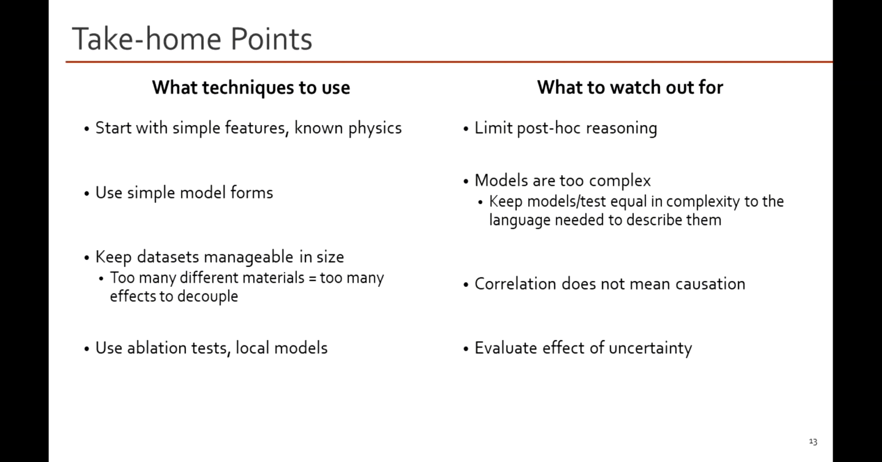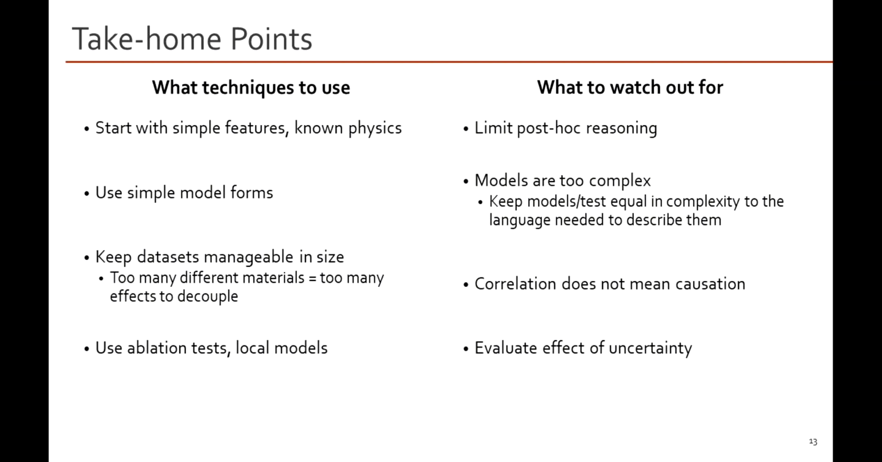And these again are useful if you're using more complex sets of models. Some things to watch out for: ensure that you have those simple features ahead of time that have known physics behind them, so you limit the amount of after-the-fact reasoning you do. Keep your machine learning models simple so that your explanations of them are equal in complexity to the model that's actually being used. And then keep in mind that the correlation between these features and your output may not be associated with the physical effects that you think it might be.